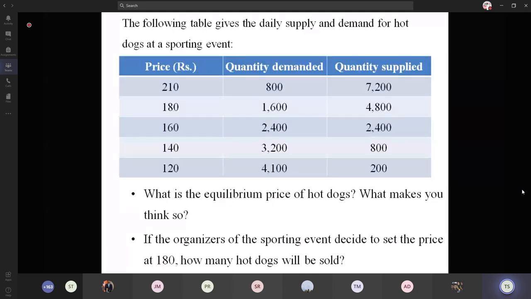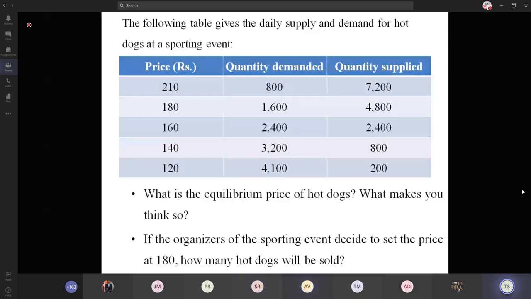The first question: in the table we have the prices, and at those particular prices the quantity supplied and demanded by the consumer are given. What is the equilibrium price of the commodity, and what makes you think so? What is the equilibrium price? 160 rupees. 160 is the equilibrium price because the quantity demanded and the quantity supplied are the same. They are equal, so rupees 160 is the equilibrium price.